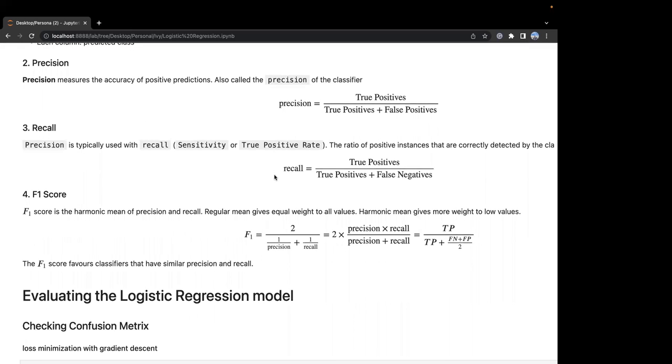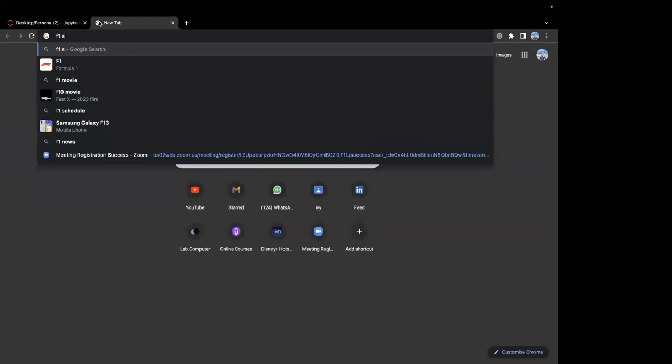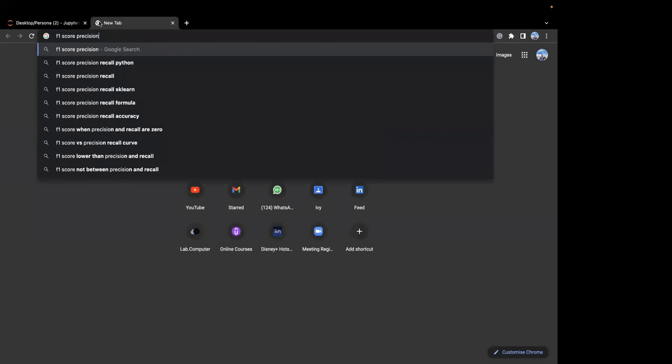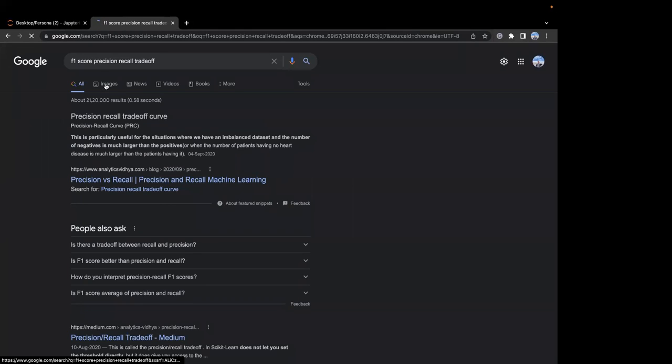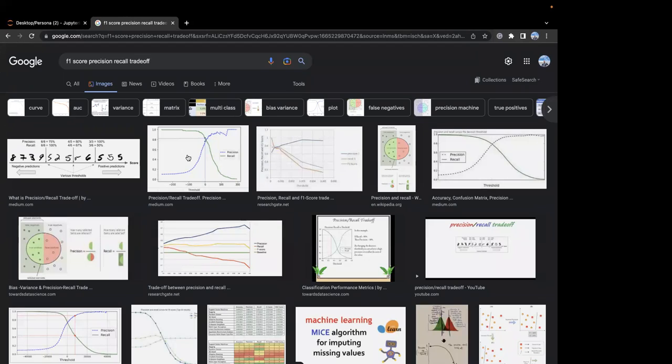So there is another metric called the F1 score, which is the harmonic mean of precision and recall. It gives a higher value when both precision and recall are high, and it gives a low value when any one of these two is low. So when you want to balance precision and recall, that is when you go for F1 score. Something like this.